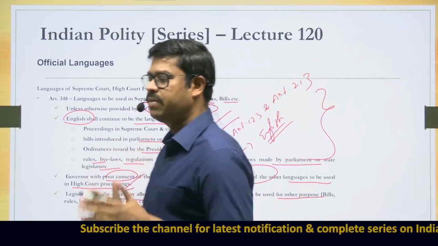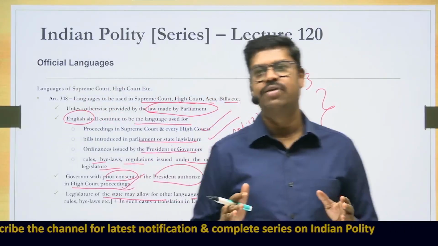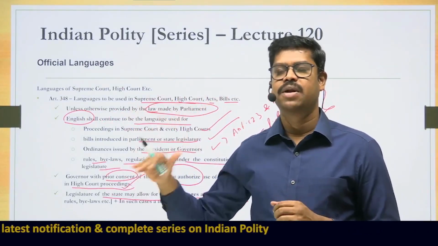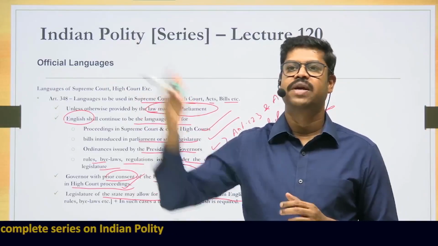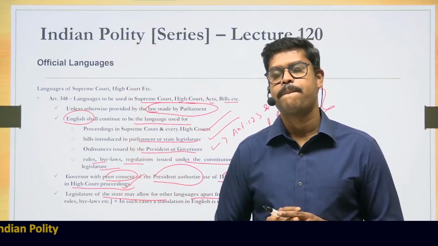So let me just summarize whatever you learned very quickly. What shall generally be the official language in case of the Supreme Court, High Court, and the legislatures, including the Parliament and the state legislature? It is English. How can that be changed? By a law that is made by the Parliament. Unless Parliament provides otherwise, the language is English.